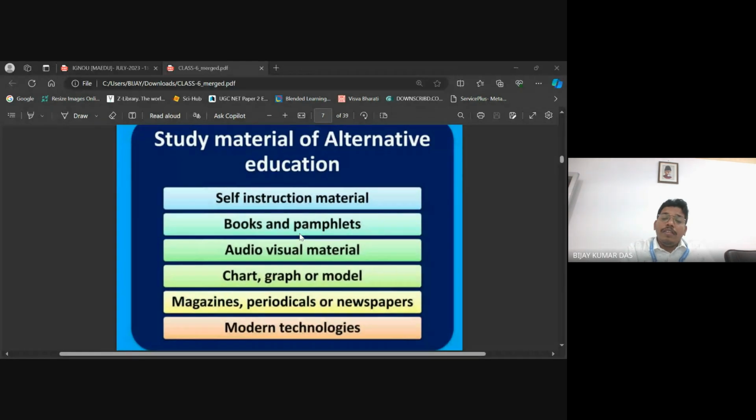You can develop yourself through interaction, through knowing, through attending classes, and you are getting enough books and pamphlets in different forms, audiovisual materials which you can get on different websites and applications. You are getting some recordings, charts, graphs, or models. You are also knowing the alternative form of education.